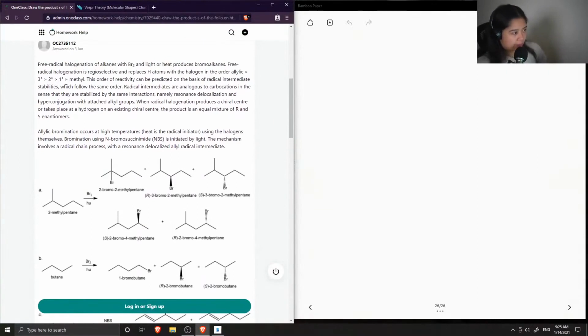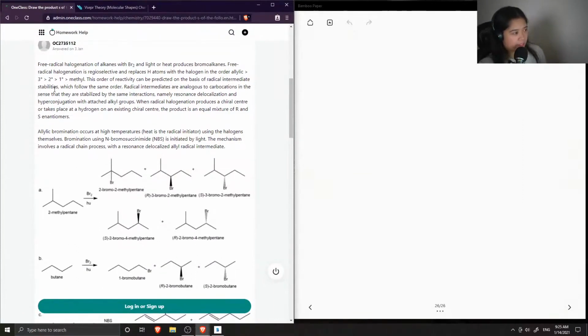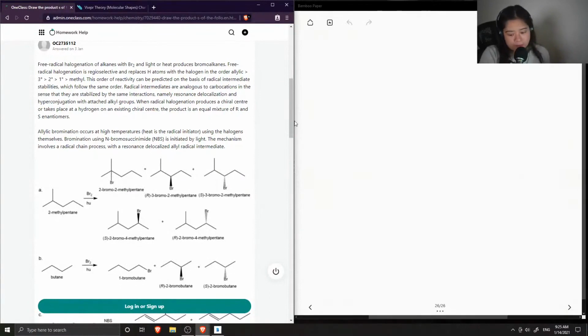Free radical halogenation of alkanes with bromine and light or heat produces bromoalkanes. Free radical halogenation is regioselective and replaces the hydrogen atoms with the halogen in the order of allylic, 3 degree, 2 degree, or 1 degree carbons, and then methyl. This order of reactivity can be predicted on the basis of radical intermediate stabilities, which follow the same order. So depending on the type, I'm just going to write this down. So this is question number seven.